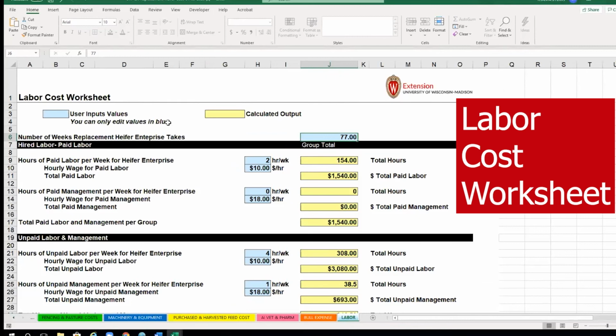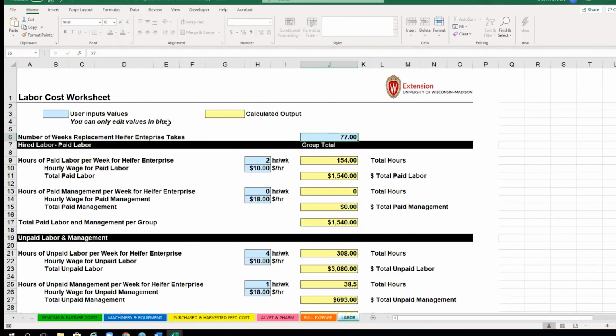Our final tab in the heifer enterprise budget is your labor expenses. So labor is divided into paid and unpaid, same as management is also divided into paid and unpaid. We do want to emphasize unpaid labor is not included in the calculations for the total cost. However, we really feel this is an important number for you to have for your own knowledge.